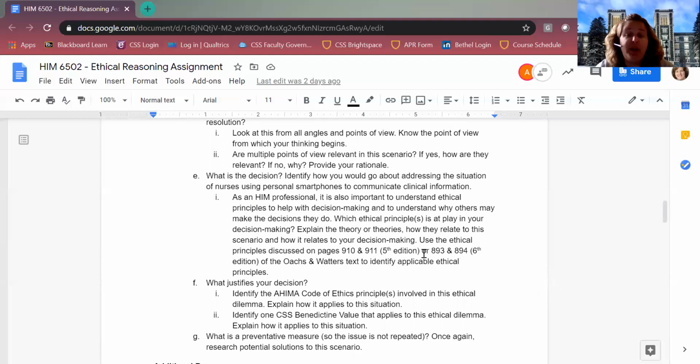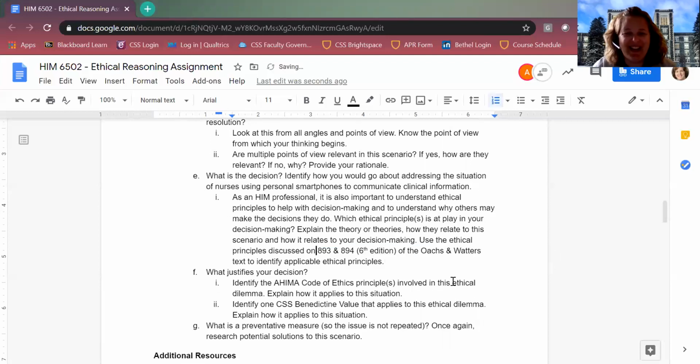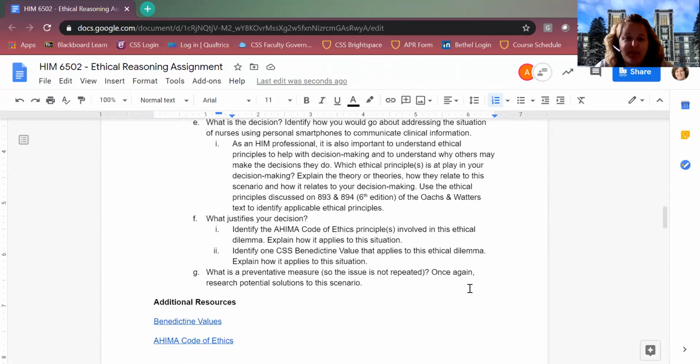And definitely incorporate the information. Here's where I have, we no longer use the 5th edition, so I'm going to delete that while I'm on here with you guys. So use the ethical principles to discuss that, okay? Definitely cite the Oaks and Waters textbook. I'm going to make myself a note to come back to that as well, the citation for the Oaks and Waters textbook.